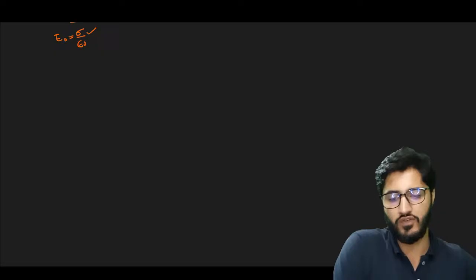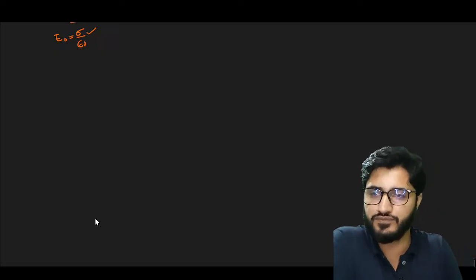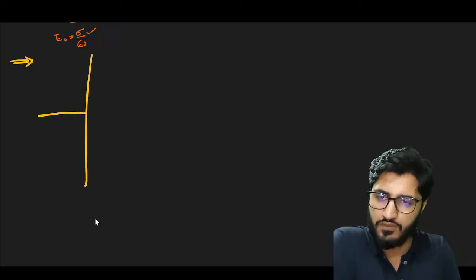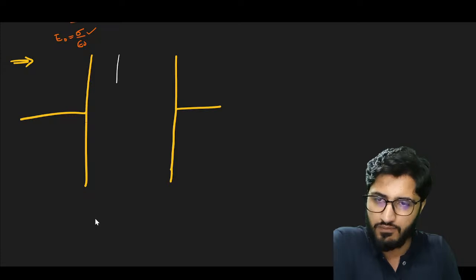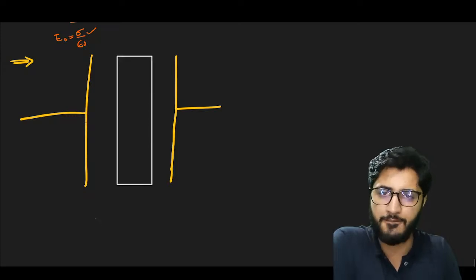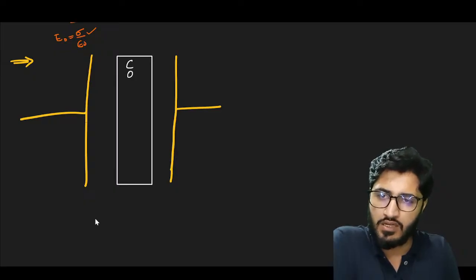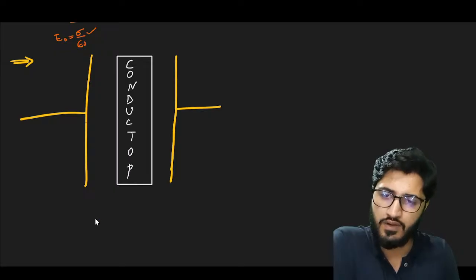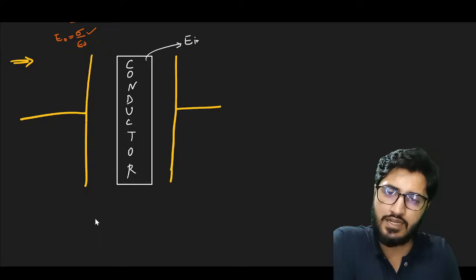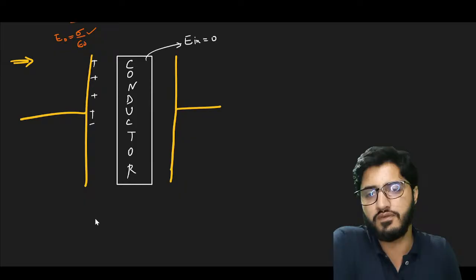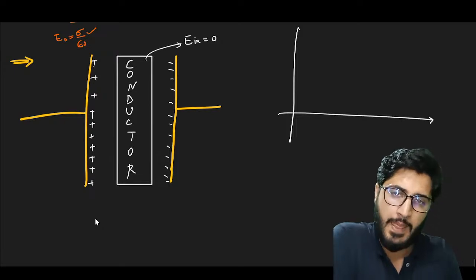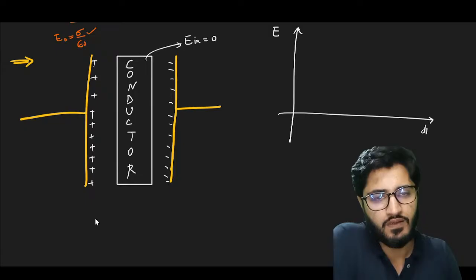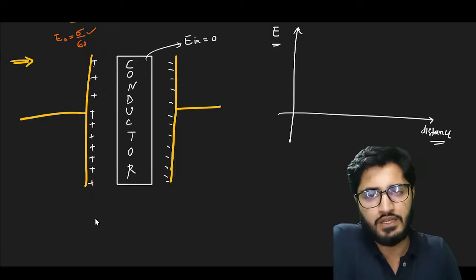Okay, one more now. If we are placing a conductor, look now. This is the conductor, and you know that E inside a conductor is always 0. Positive, negative. Make a graph of it. E and distance.